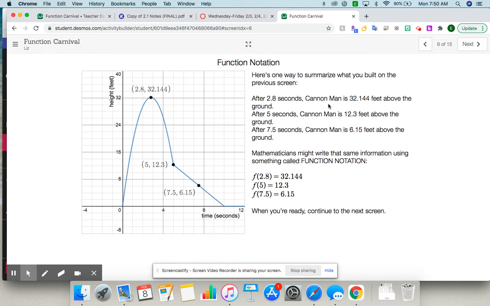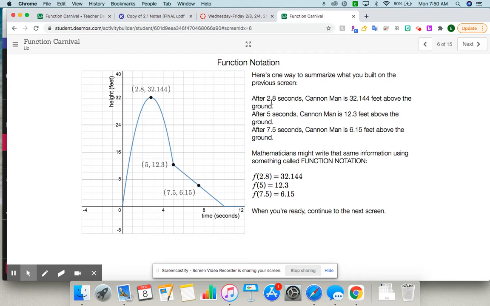These three statements all discuss a relationship between the time Cannon Man was in the air and how many feet he was above the ground. Notice they are all three statements, but in math, we can use something called function notation to present the exact same information. So this first statement, we would read it as f of 2.8 equals 32.144.